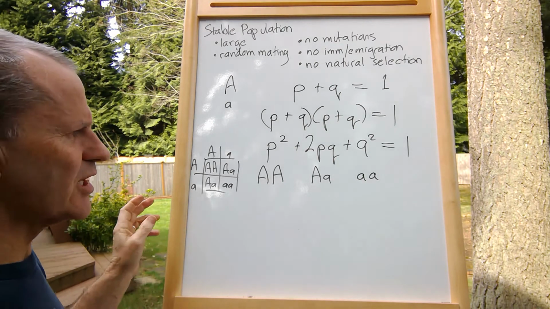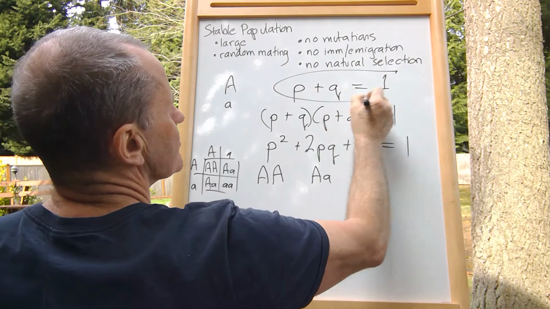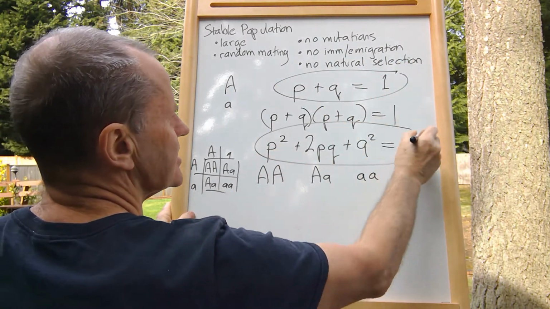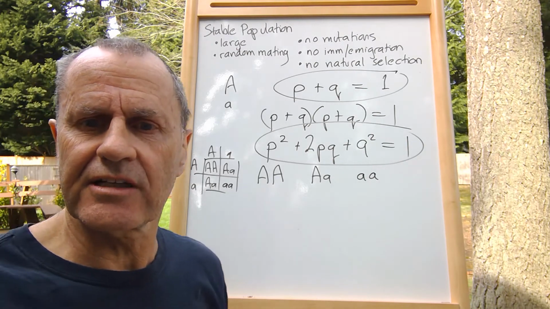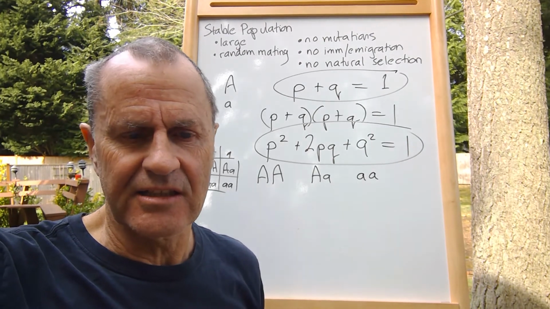Okay, so there are the two equations: p + q = 1, and p² + 2pq + q² = 1. We'll have a look how to use those in the next video.